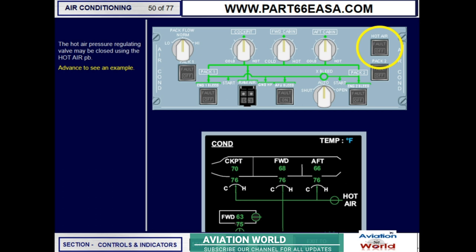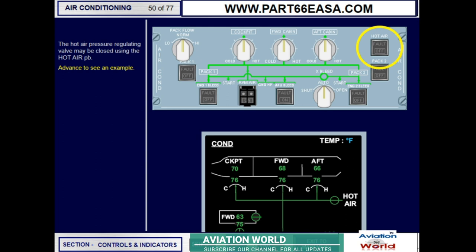Now let's provide some air to the PACs. You wouldn't normally do this, but we will display the bleed page for academic purposes. Notice that both PAC flow control valves are closed due to the lack of air. Advance to select the APU bleed push button on. The APU bleed valve opens and immediately supplies the left side of the system.